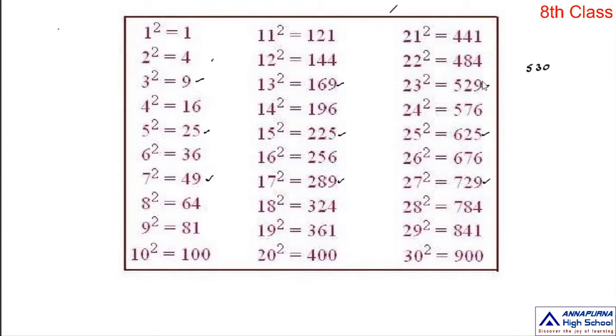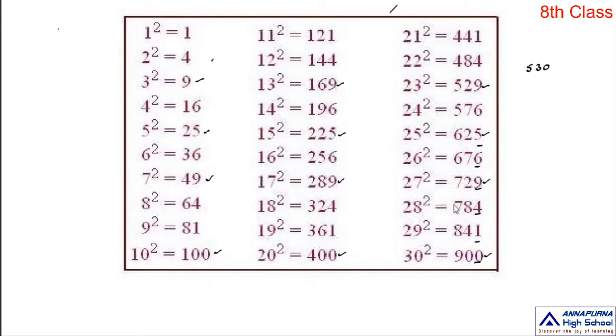Is there any perfect square number that ends with 2? No. Is there any perfect square number that ends with 7? No. Is there any perfect square number that ends with 8? No. Does any perfect square number end with 0? Yes. Here 100 is a perfect square number, and 400 is also, and 900 is also a perfect square number. So yes, some perfect square numbers end with 0, some end with 1, some with 4, some with 5, some with 6, some with 9.